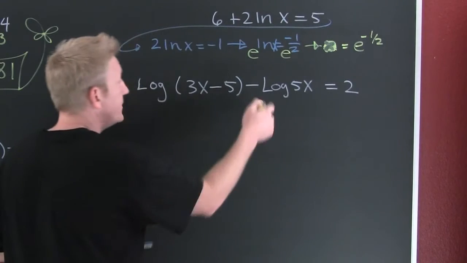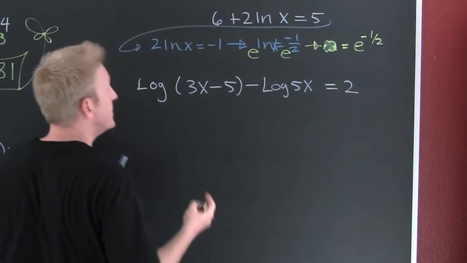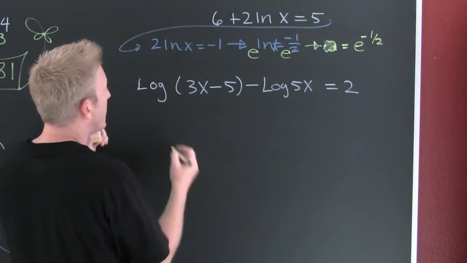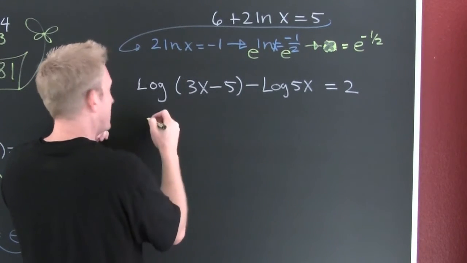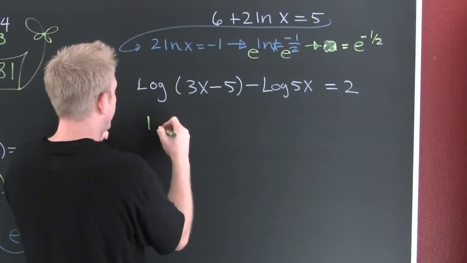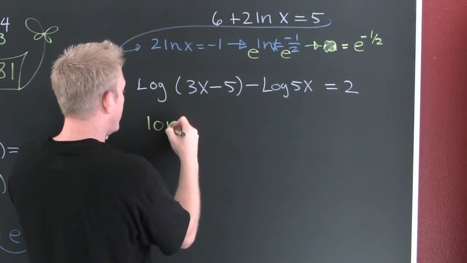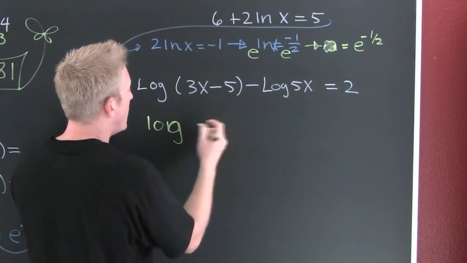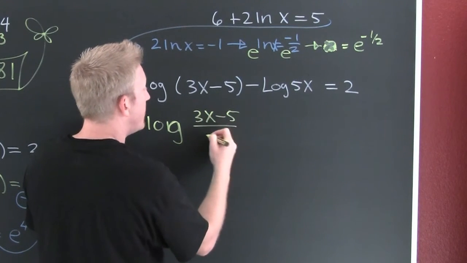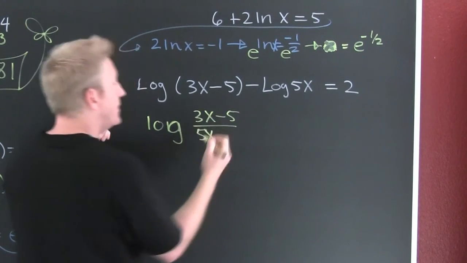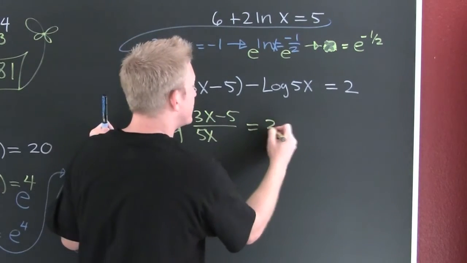Okay, I'm going to combine those logs. I have the difference of logs, so that's going to be the log of the quotient. Log of 3x minus 5 divided by 5x. That's going to be equal to 2.